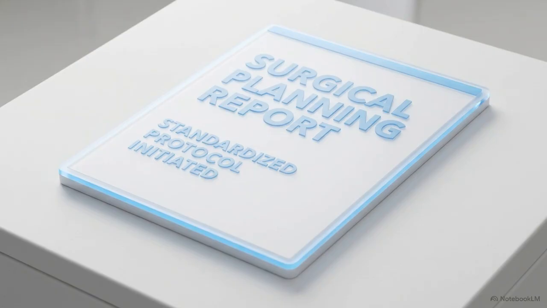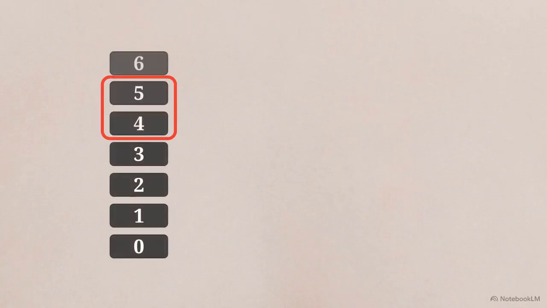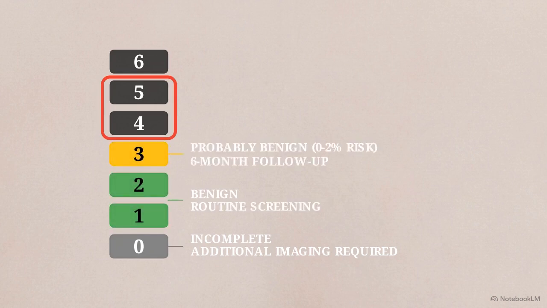No matter the imaging modality used, findings must be translated into an actionable surgical plan. This is done using the Breast Imaging Reporting and Data System, or BI-RADS, a universal lexicon standardizing communication between radiologists and surgeons. This scale ranges from 0 to 6. Score 0 means incomplete, requiring additional imaging. Scores 1 and 2 are negative or benign. A BI-RADS 3 means probably benign, carrying up to a 2% malignancy risk.